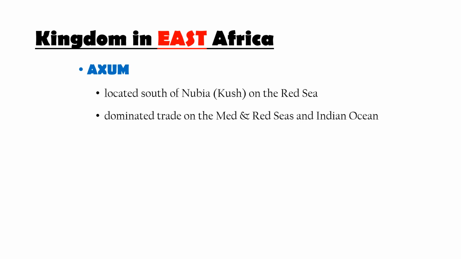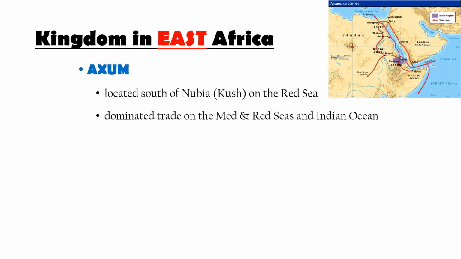They dominated trade on the Med, Red, and Indian Ocean. So here's that same map in the top right corner. This Axum, the kingdom, was able to connect its trade to the Med Sea, to the Red Sea, and to the Indian Ocean. So trade was quite important to them. And because of their trade, which was centrally located, they became an international trading power.